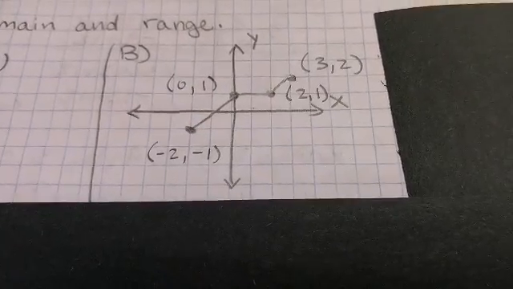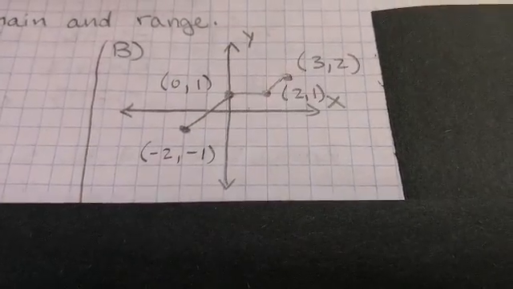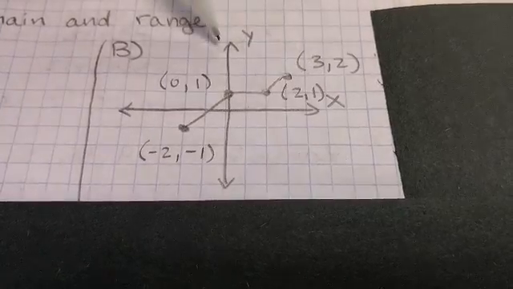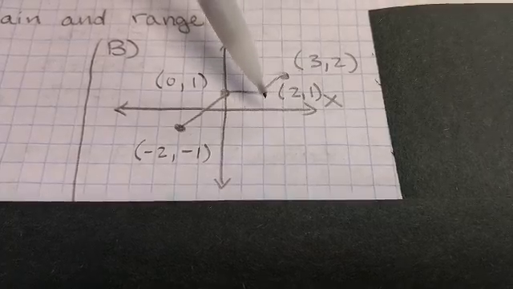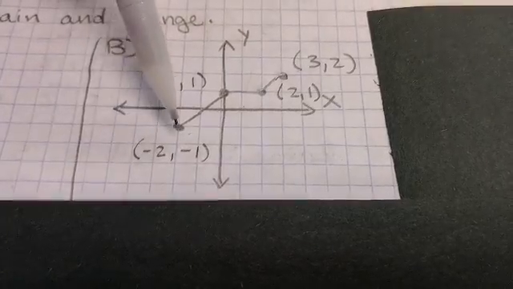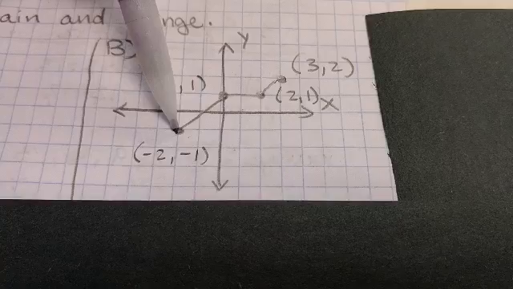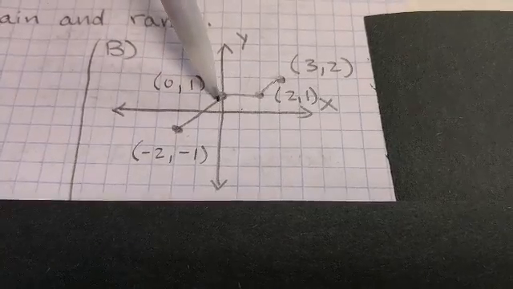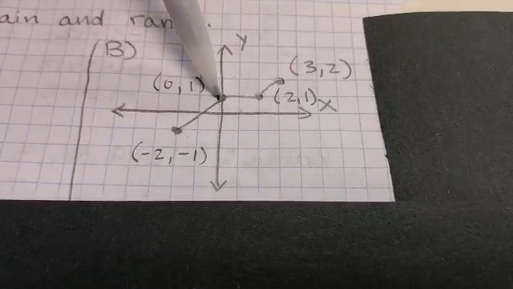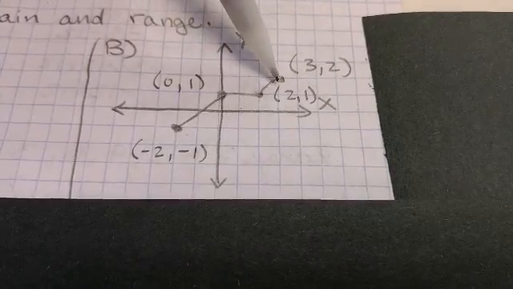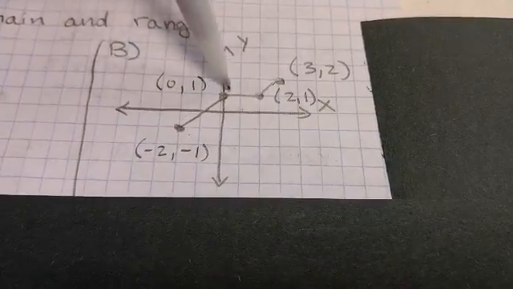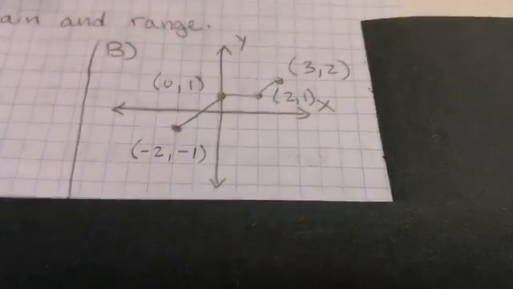Part B. So go ahead and copy this graph down. We have our x and our y-axis. I labeled each of the points where it switches slopes. So our first point is at -2, -1. Our second point is at 0, 1. Then we have 2, 1, and 3, 2. And then I connected each of my 4 points.